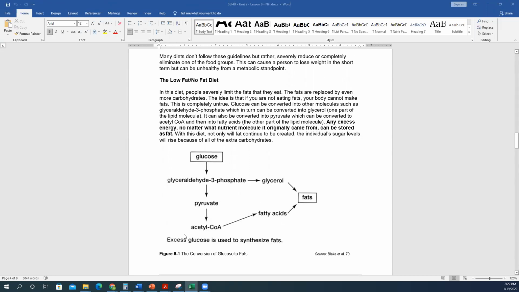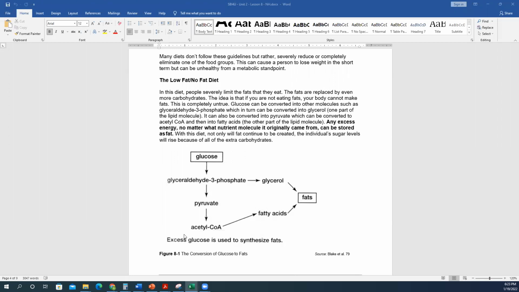So the first one is the low fat or no fat diet. In this type of diet, people will severely limit the fats that they eat, and the fats then get replaced by, obviously, eating more carbohydrates. The idea is that if you're not eating fats, then your body won't make fats.